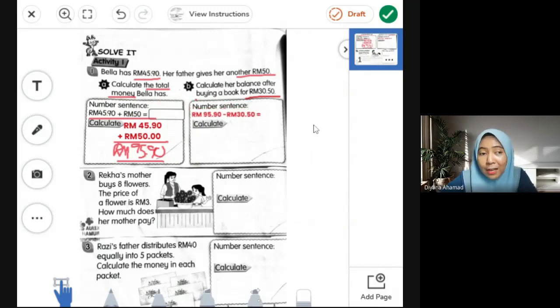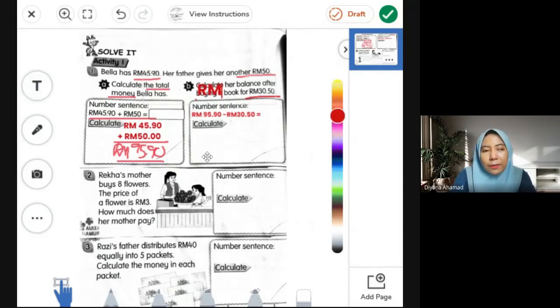So now for you to do the calculation. So let's do the calculation. You guys can write. Now, arrange properly. Remember the step. Arrange properly. 95 ringgit 90 cents minus how much? The book's price, 30 ringgit 50 cents. Okay. So you need to do the subtraction of money. Minus. So you have already arranged it. So, alright.